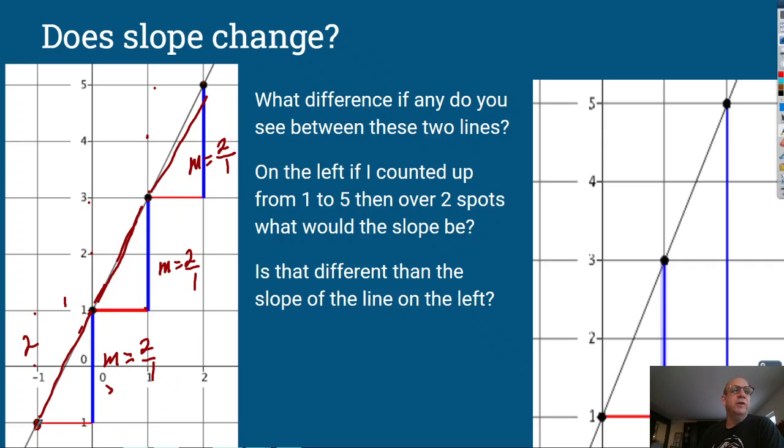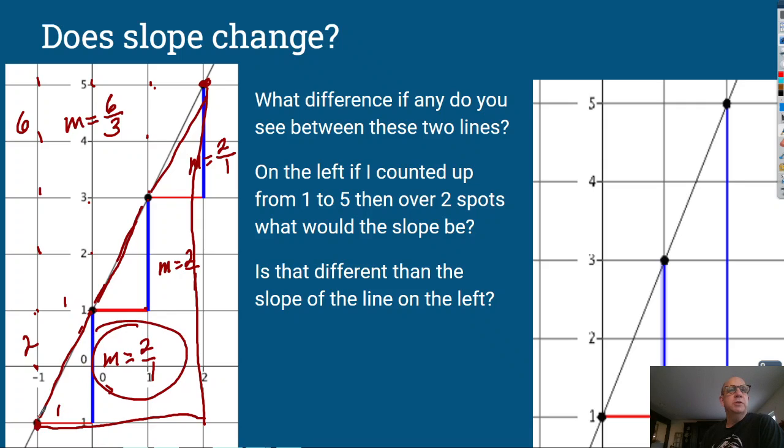So if I skip from this point all the way up to this point, I would build a triangle like this. So I would go up 1, 2, 3, 4, 5, 6, and go over 1, 2, 3. So the slope of the big triangle is 6 over 3. Now that looks different than our original slopes because each of these was 2 over 1. But if I reduce this by dividing by 3 over 3, then I get 2 over 1.